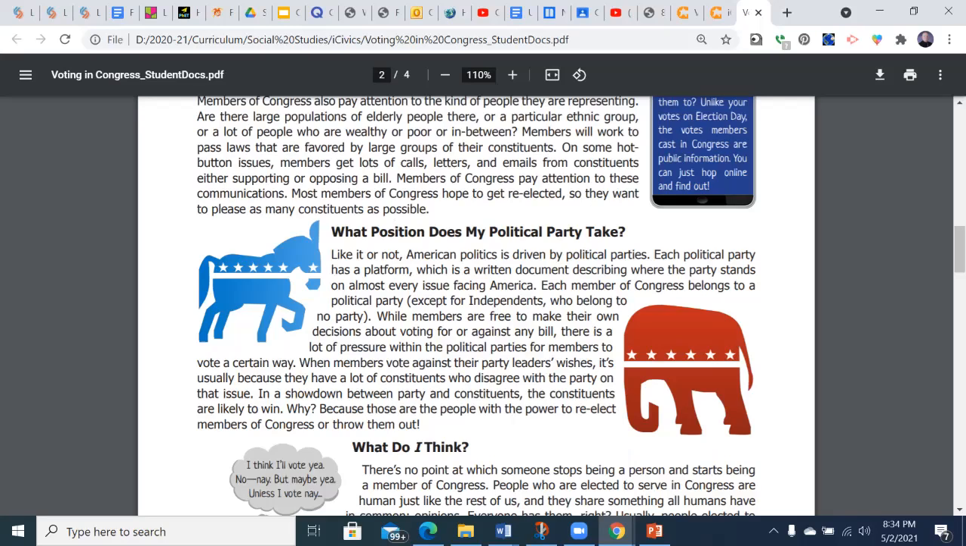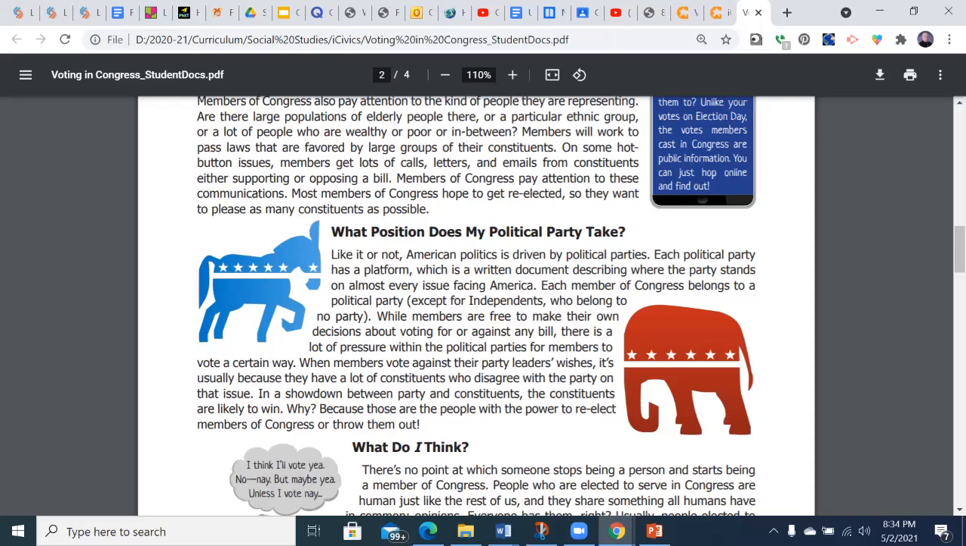Like it or not, American politics is driven by political parties. Each political party has a platform, which is a written document describing where the party stands on almost every issue facing America. Each member of Congress belongs to a political party, except for independents, who belong to no party. While members are free to make their own decisions about voting for or against any bill, there's a lot of pressure within the political parties for members to vote a certain way.